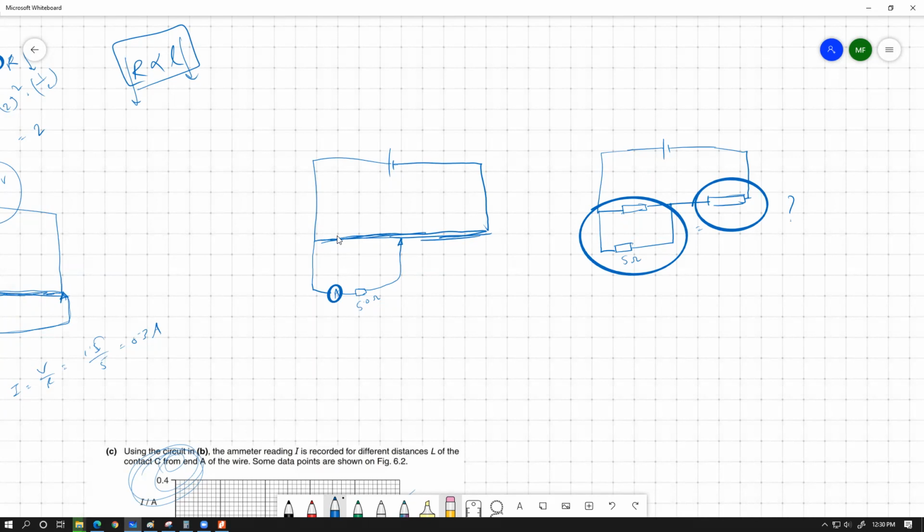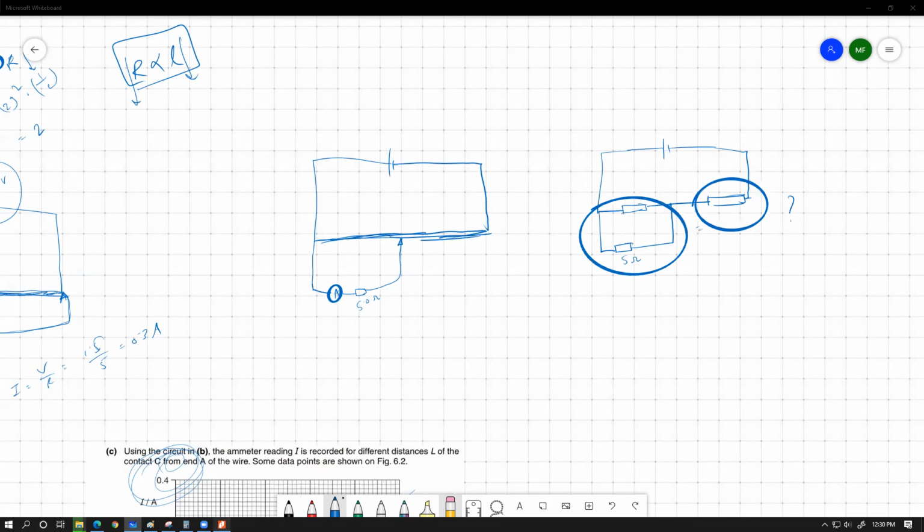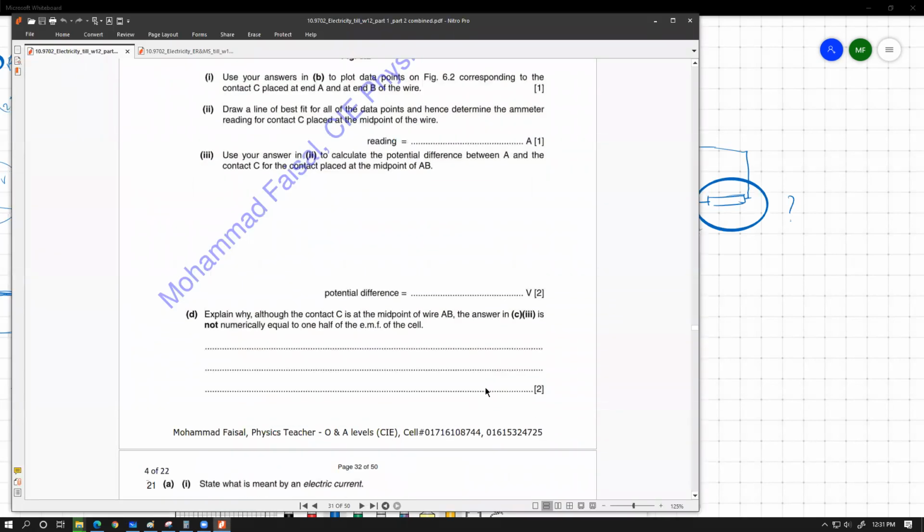You have to write this neatly in words. So if I was answering this question, let me see how many marks do we have? We have 2 marks over here. If I was answering this question, I would write it this way.